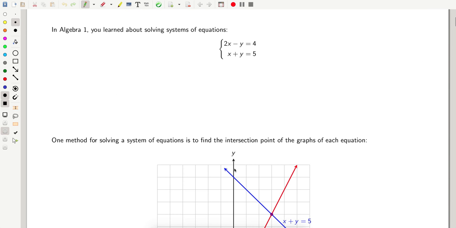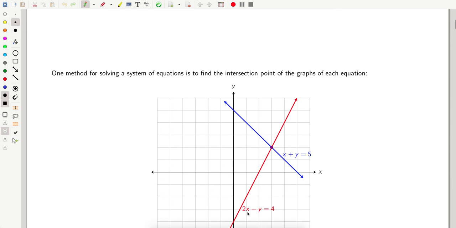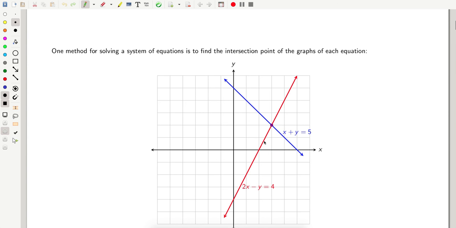One method you usually start with in Algebra 1 is to graph the first equation, which in this case is 2x minus y equals 4, that's this line in red, and then graph the second equation as well, x plus y equals 5, and find the point of intersection, which in this case is at (3, 2). If we plug 3 and 2 in for x and y, it'll make both equations true. So 3 plus 2 does give us 5. 2 times 3 is 6, and 6 minus 2 does give us 4. So by graphing each row, we can find where they intersect, and that's the solution to our system.